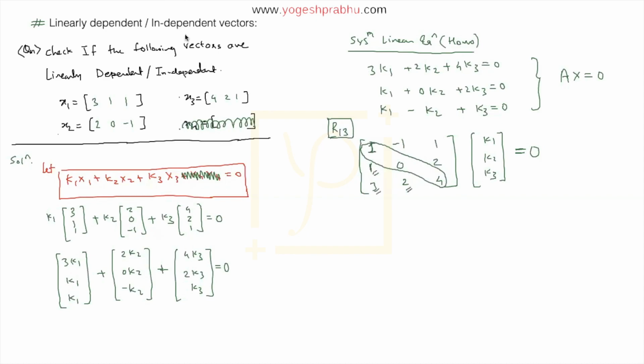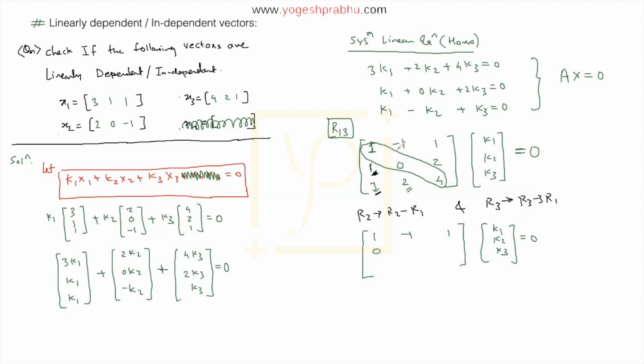Let us write down the first two operations. We target to make these two 0 first. So R2 becomes R2 minus R1, and R3 becomes R3 minus 3R1. If I do that, these two will become 0, this one and this one. So I'll rewrite the matrix here. This is K1, K2, K3, and that is equal to 0. So you have 1, -1, 1, and this will become 0 when you do R2 minus R1, 1 minus 1.